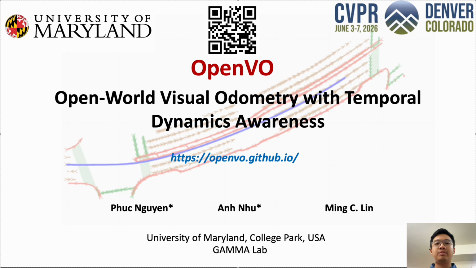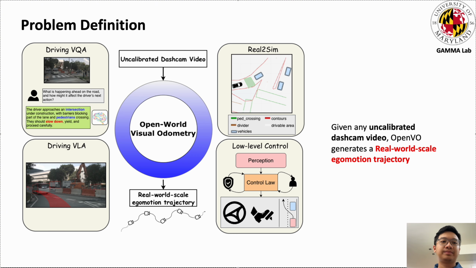Today I'm excited to present our work OpenVO, Open World Visual Odometry with Temporal Dynamic Awareness. Given any uncalibrated dashcam video, OpenVO generates a real-world scale ego motion trajectory. It enables both low-level control using perception and high-level reasoning such as driving VQA and vision language action models. This bridges visual input into actionable understanding in open world driving scenarios.